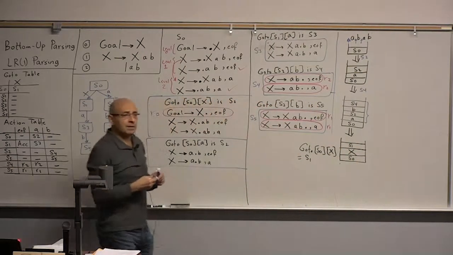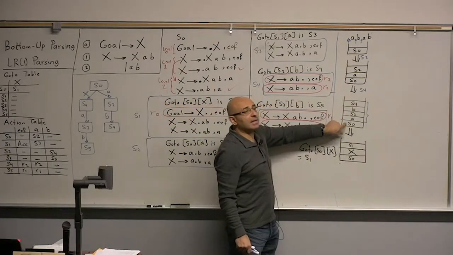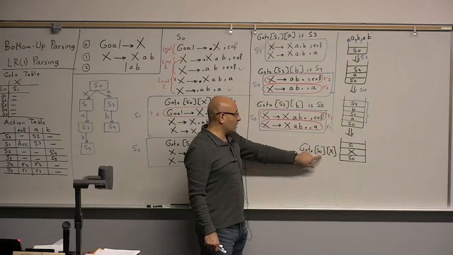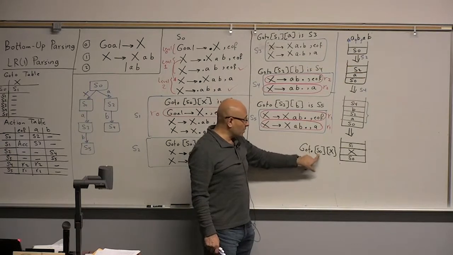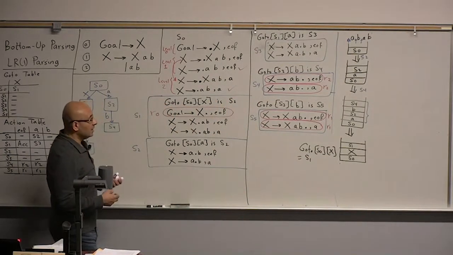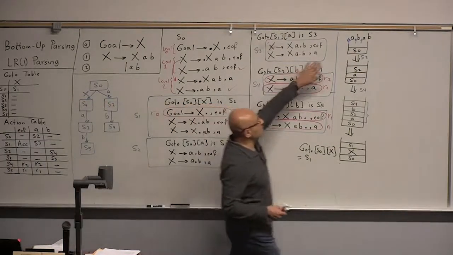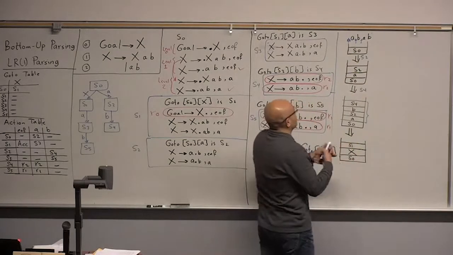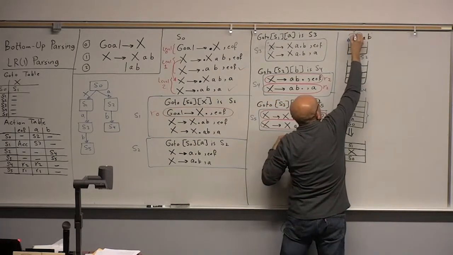So this is probably the trickiest one. You first pop, then you use the state after popping to look up where to go in the go-to table. It tells you S0 and X go to S1. So now we are in S1. What we have done so far is that we have reduced this AB into an X.